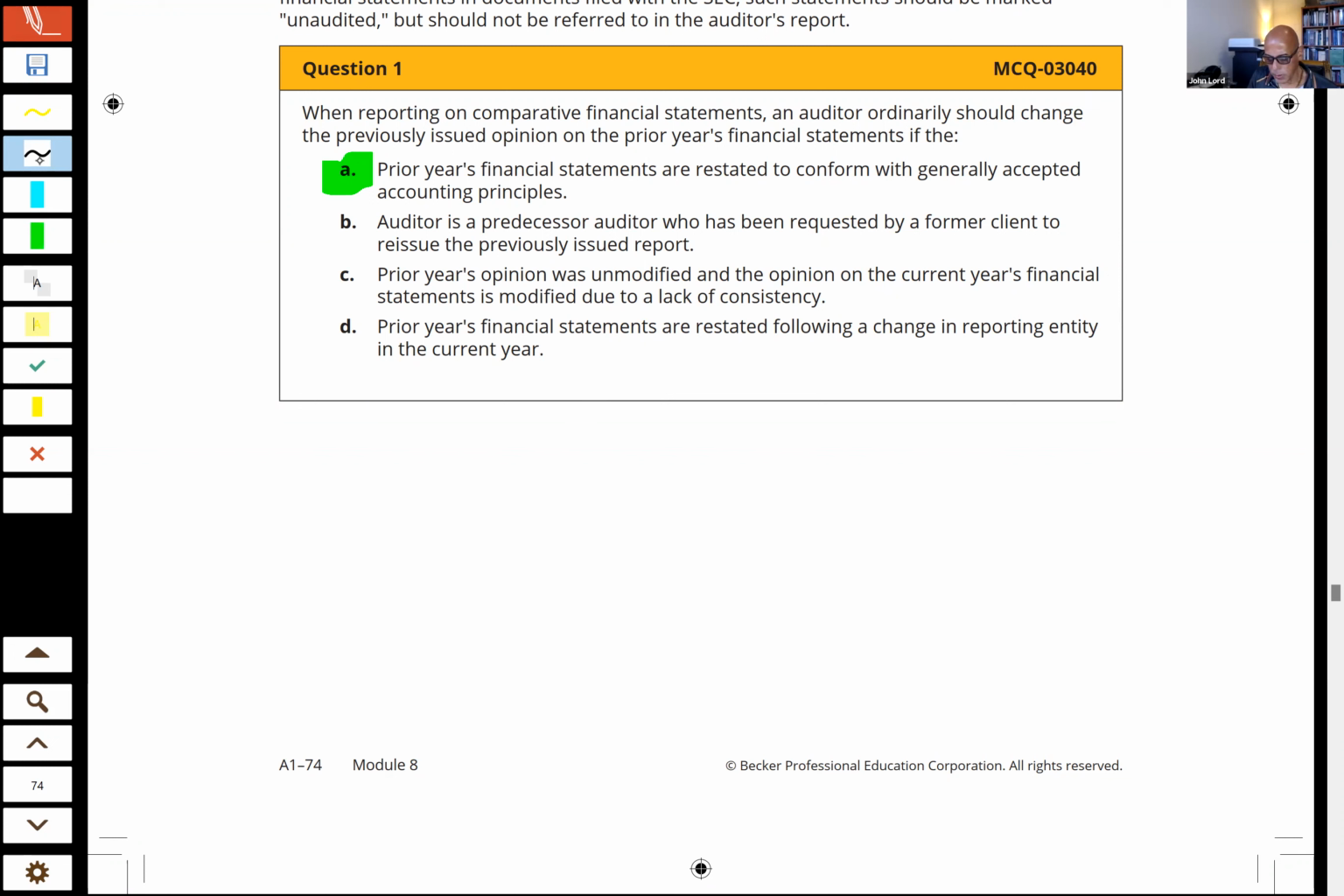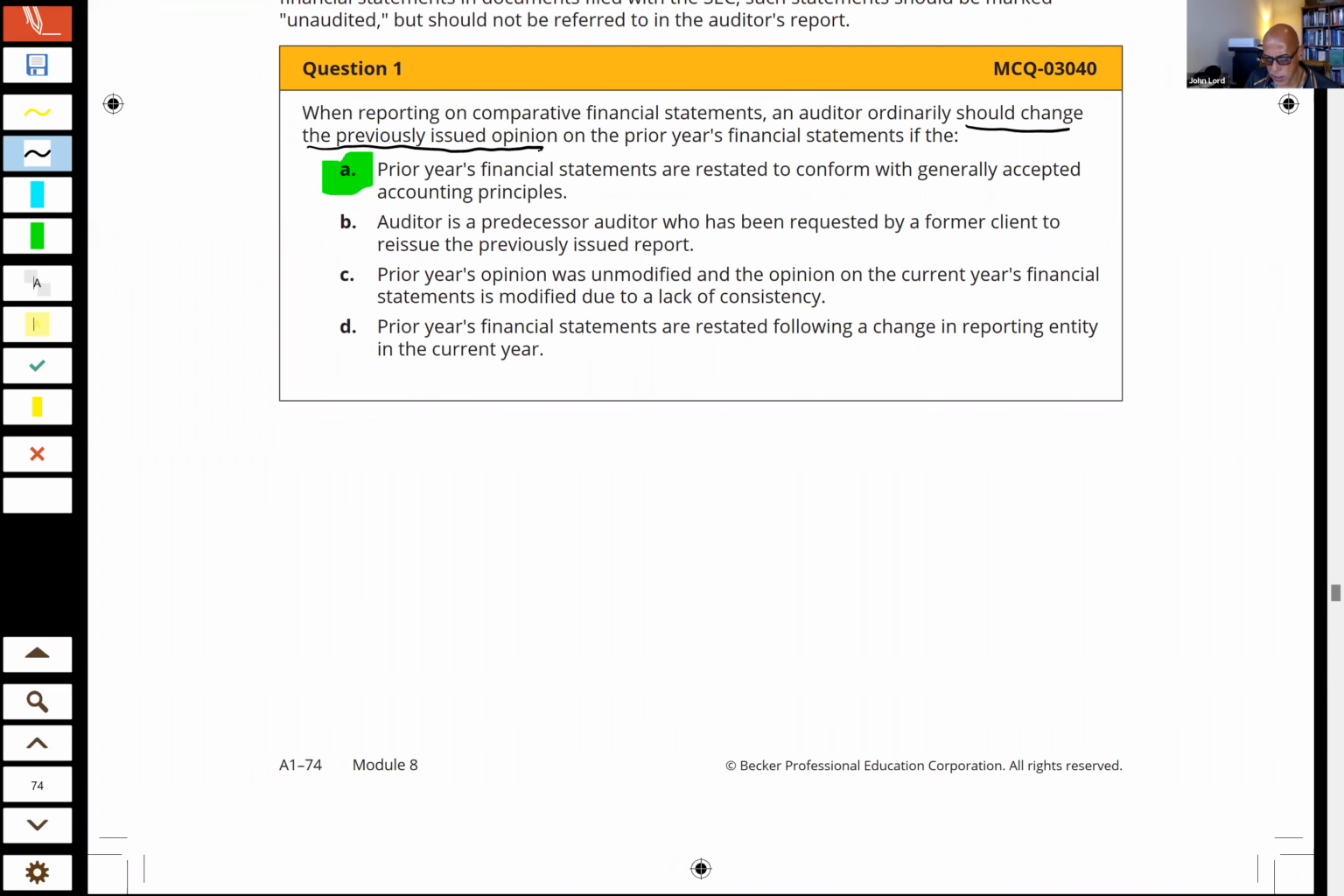So when reporting on comparative financial statements, an auditor originally should change the previously issued opinion. Now you look at that and you say, change the previously issued opinion from what to what? They don't tell us here from what to what. It could be that I'm changing it from qualified to unqualified, unmodified. Could be that it was unmodified, unqualified, and now I'm qualifying it for some reason, right? So they don't really tell me what direction the pendulum's going here.